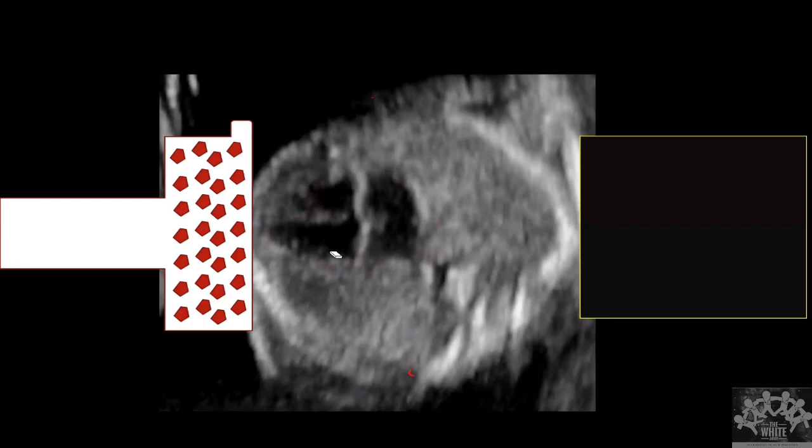End diastolic volume we can measure, end systolic volume we can measure. The difference we can find as the ejection fraction. It is not the M mode which gives us this. It is again the B mode only which gives us all this.